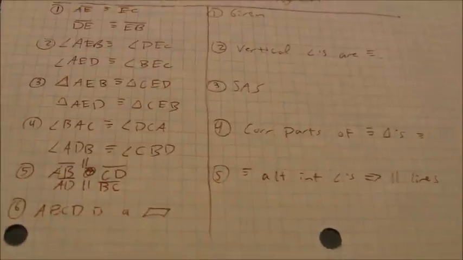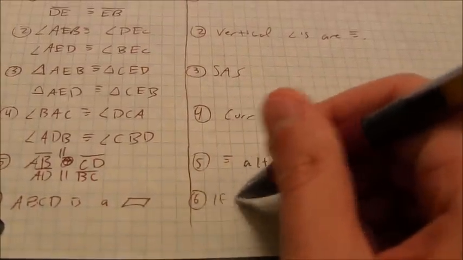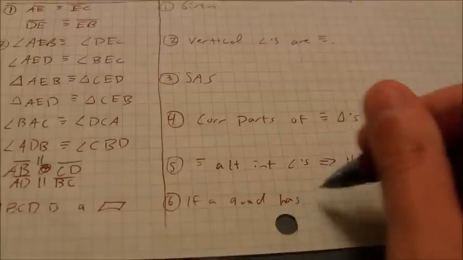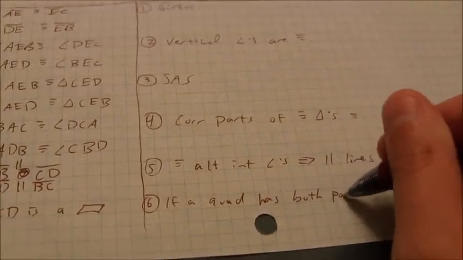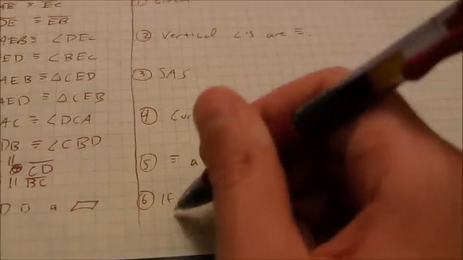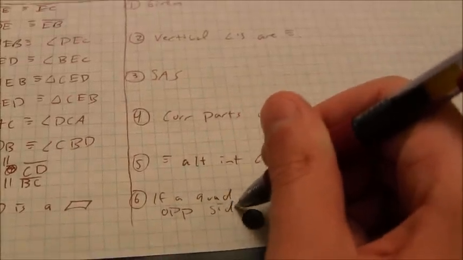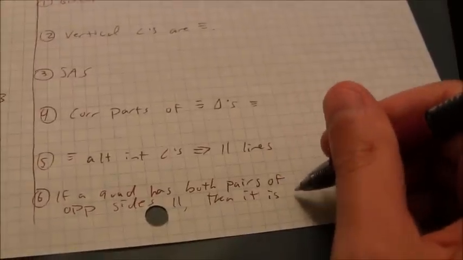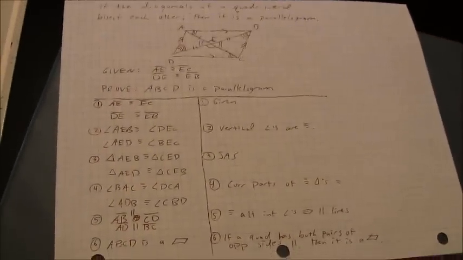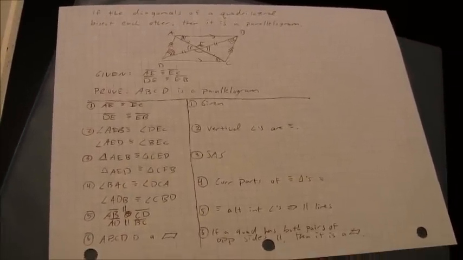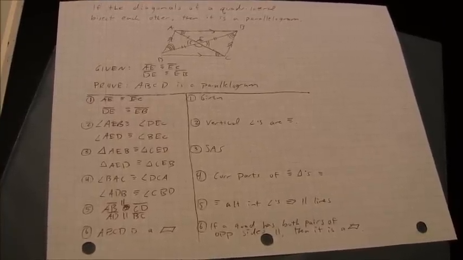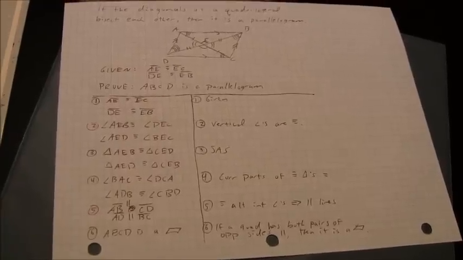is a parallelogram, and I'll say if a quadrilateral has both pairs of opposite sides parallel, then it is a parallelogram. And that completes my proof of the theorem that states that if the diagonals of a quadrilateral bisect each other, then it must be a parallelogram.